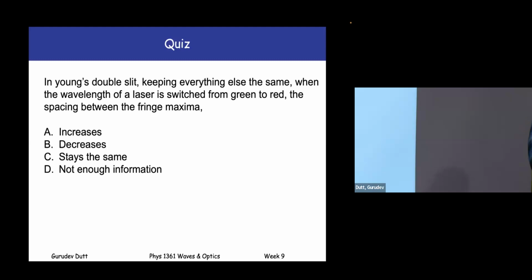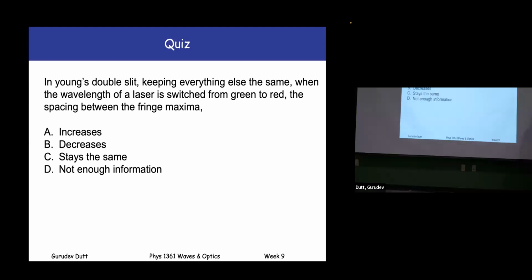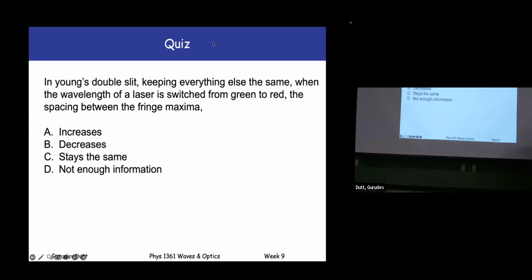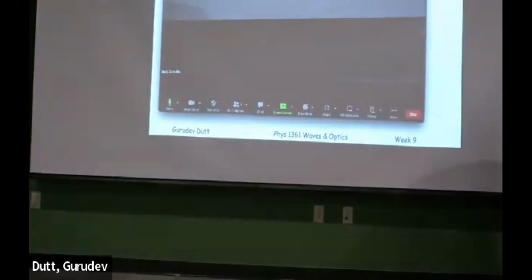So the spacing between the maxima is proportional to the wavelength. Yeah. So if I go from green to red, red is longer. From red to green. Oh, green. Yeah, I know. Okay, so you had the reasoning right, you just didn't read the question. Okay, fine. I was thinking infrared. All right, very good.